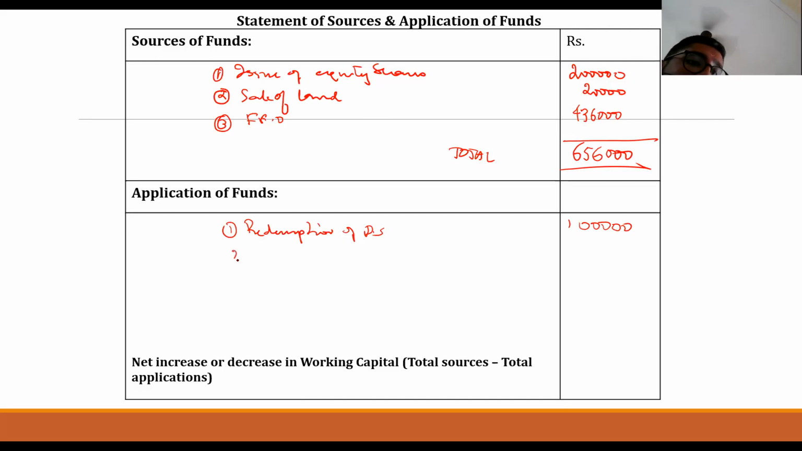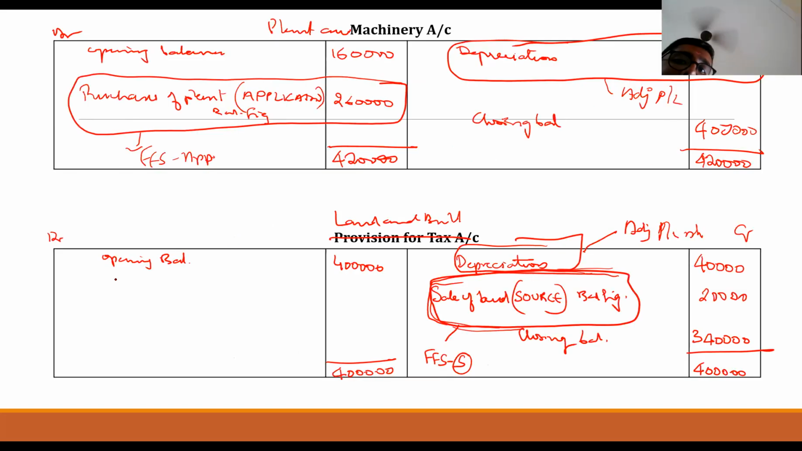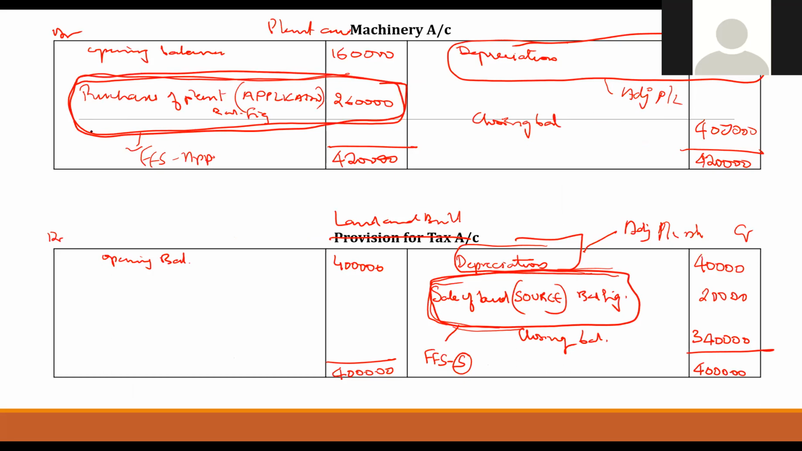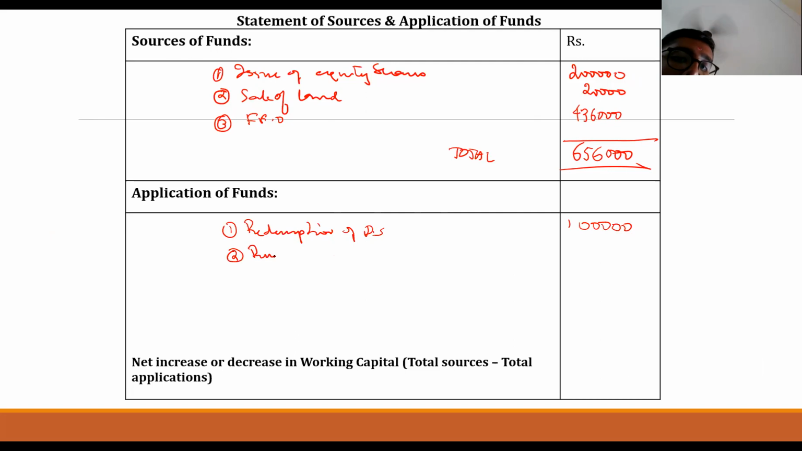What are the applications? Purchase of plant. From where did you get that? Plant account, debit side. Don't forget to take this item. Purchase of plant. How much? 2,60,000.